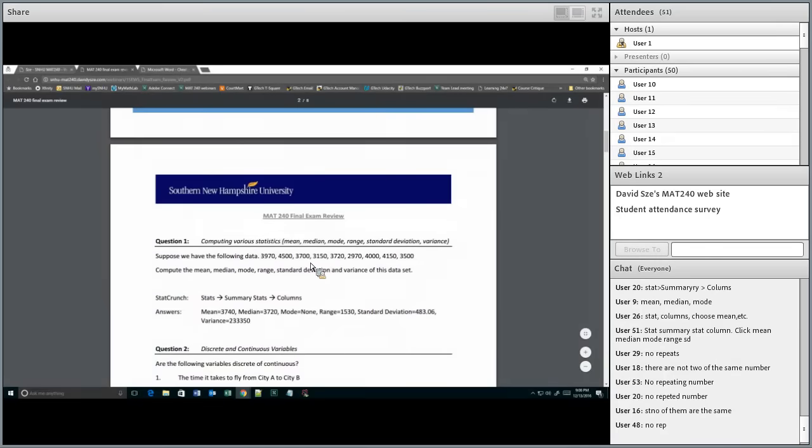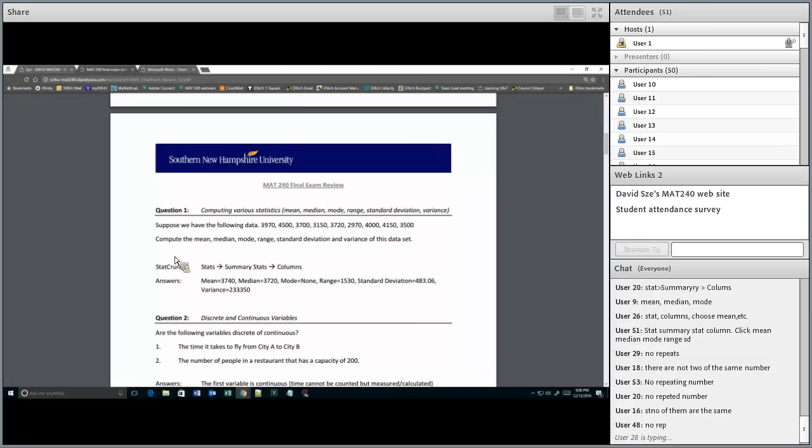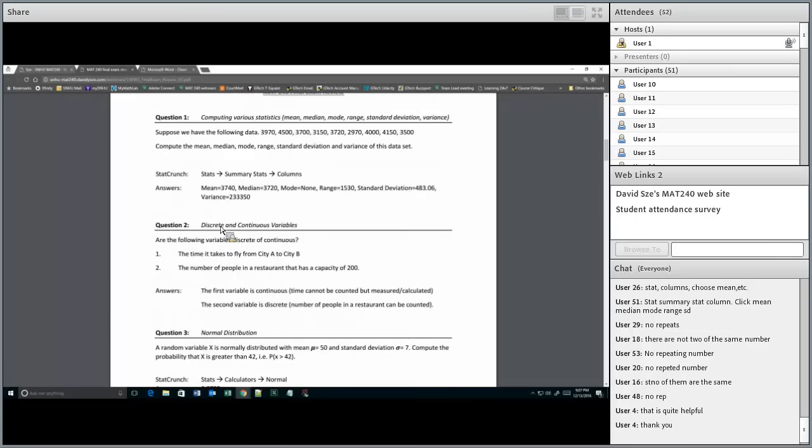And by the way, I want to point out in each of these problems that we're going to review, notice that I have given you directions on how to solve it in StatCrunch. So StatCrunch directions are given to you, so you can just follow these to solve this problem. And I've also given you the answers so that you can match the answers that you get with the correct answers. Okay. All right, so discrete and continuous variables.